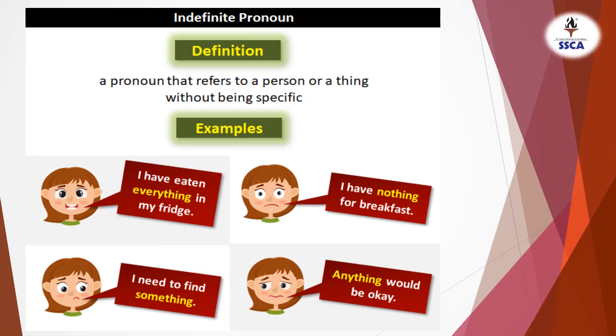Now, I need to find something. Here I'm talking about anything. Whatever I get, I'll find. I'm not talking about anything specific. And in the last example, anything would be okay, meaning whatever I get will be okay. I'm not searching for anything special or specific. Now let's take some more examples to understand.